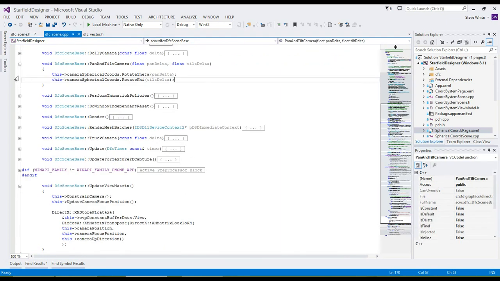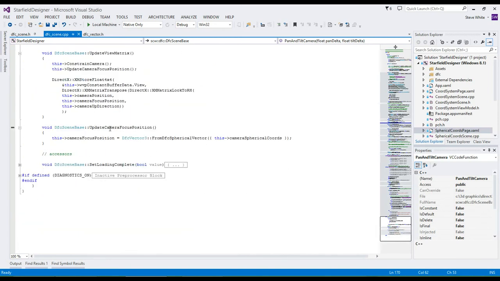And then we update that data member we just looked at inside the pan and tilt camera function, which we pass deltas for pan and tilt into, which of course could be 0, could be any value. And then we update the theta and phi values inside that data member by the appropriate amounts. At this point we have rotated, we've panned and tilted the camera from a spherical coordinate point of view, but now we need to know what position we're pointing at, and we do that in update camera focus position.